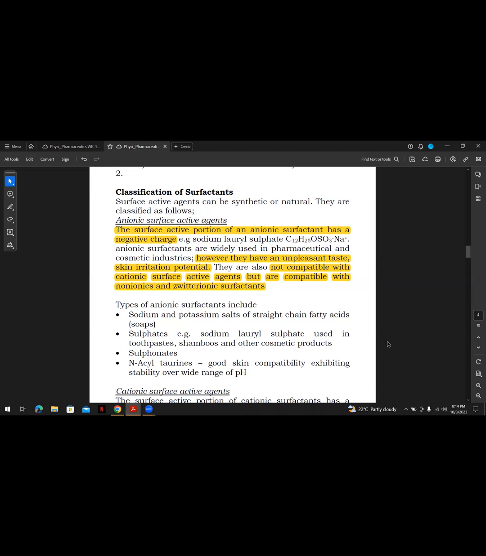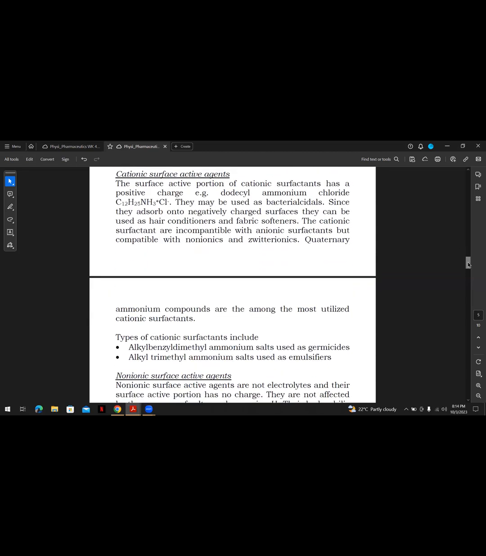So then I see you can scroll. Okay, so the surface active portion of a cationic surfactant has a positive charge. You can just know that because cations always have positive charges. An example is dodecyl ammonium chloride. They can be used as bactericidals. They absorb onto negatively charged surfaces, so they can also be used as hair conditioners and fabric softeners.